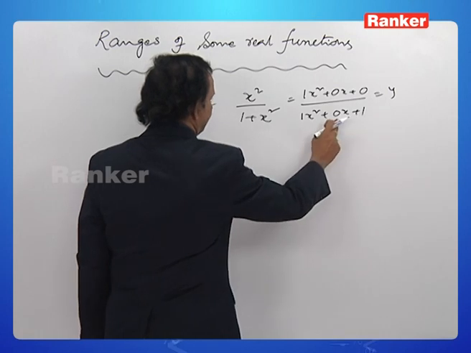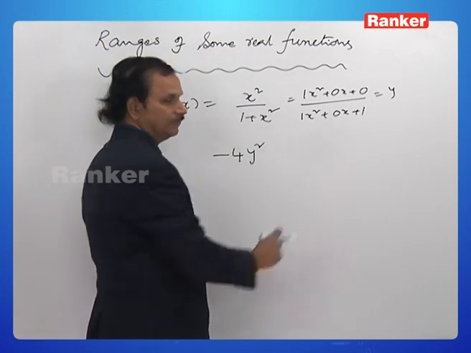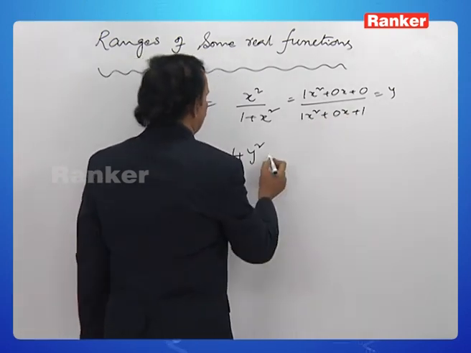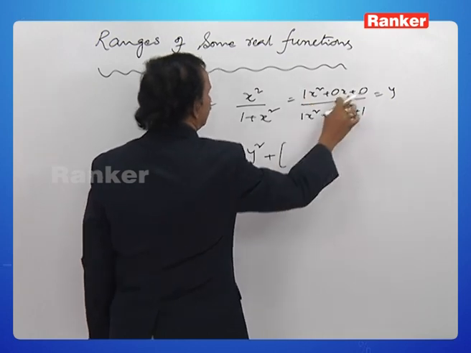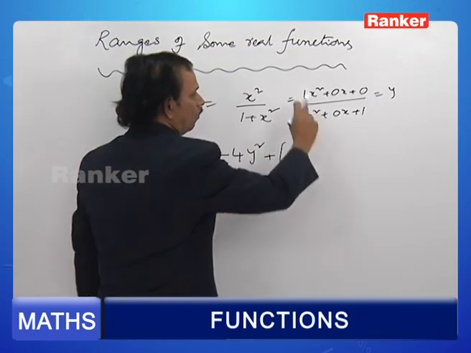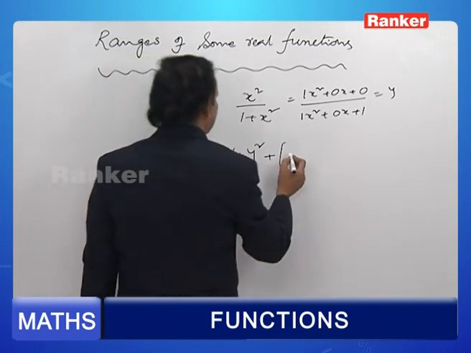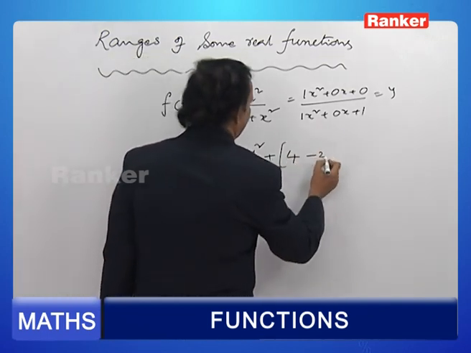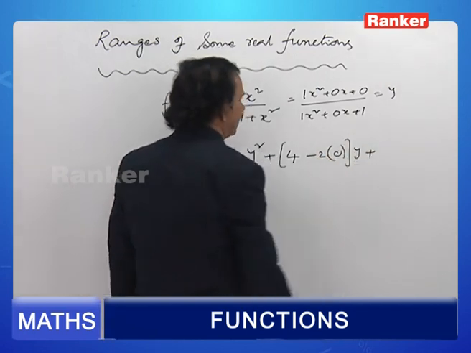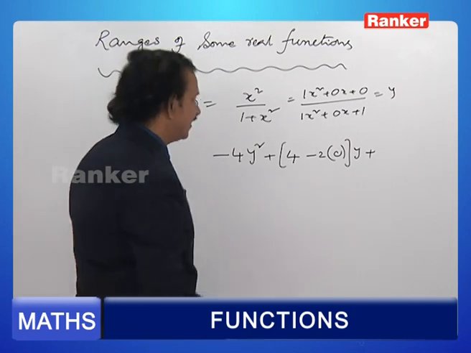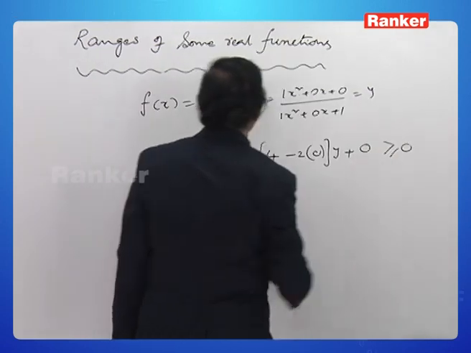Discriminant of the denominator, b square minus 4ac, is nothing but minus 4. Am I right? B square minus 4ac plus a1 c2 plus a2 c1. What is that? 1 into 1 plus 1 into 0. How much? 1. 4 ones are 4, minus 2 into b1 b2 0 into y, plus discriminant of the numerator, b square minus 4ac 0, is greater than or equal to 0.